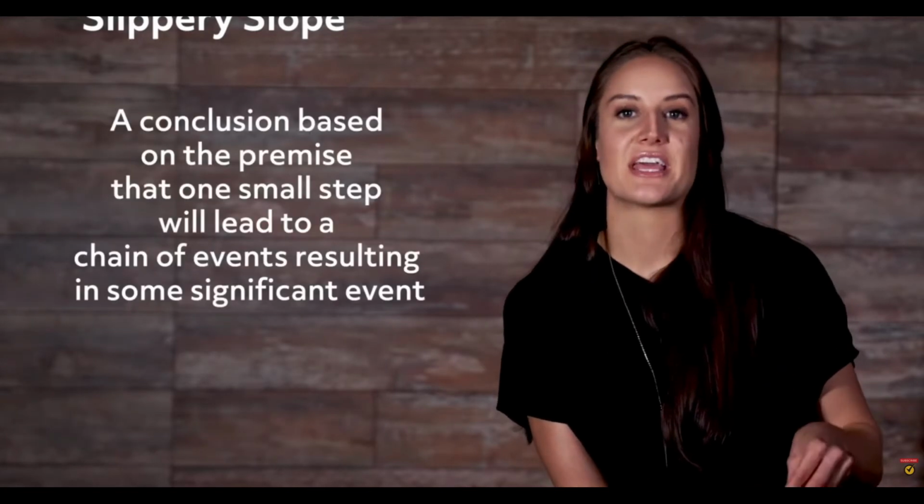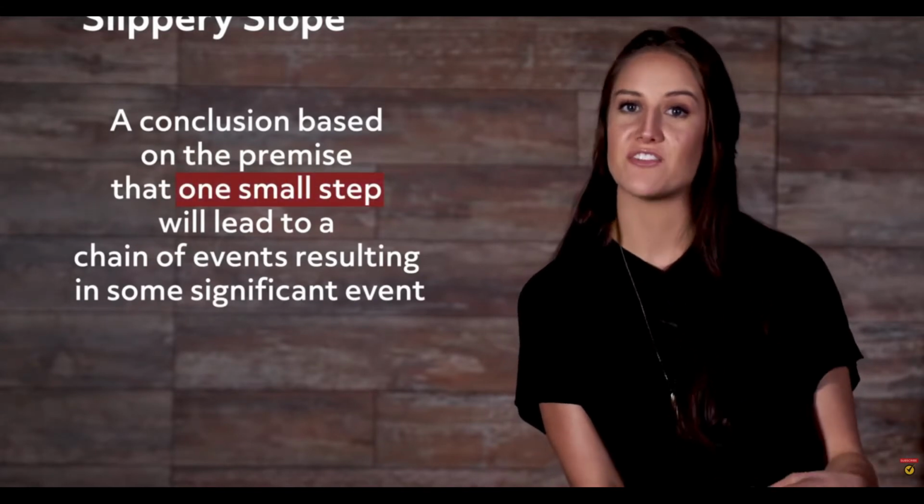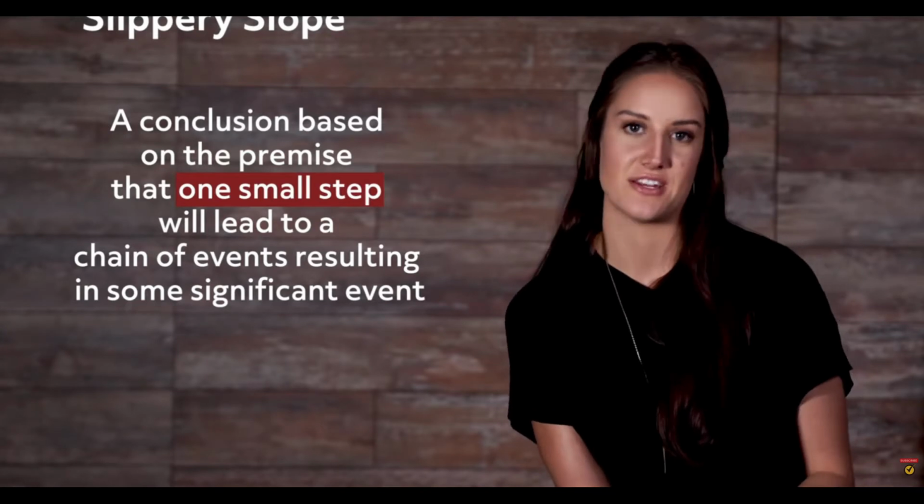an argument's topic. Slippery slope. A slippery slope is a conclusion based on the premise that one small step will lead to a chain of events resulting in some significant event, which is usually negative. In other words, if we allow A to happen, then an unwanted Z will eventually happen, which means that A should not happen. Here's an example.